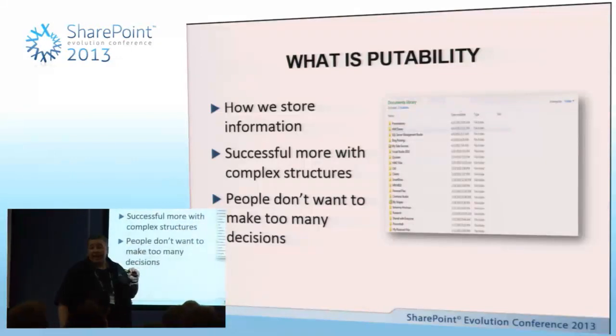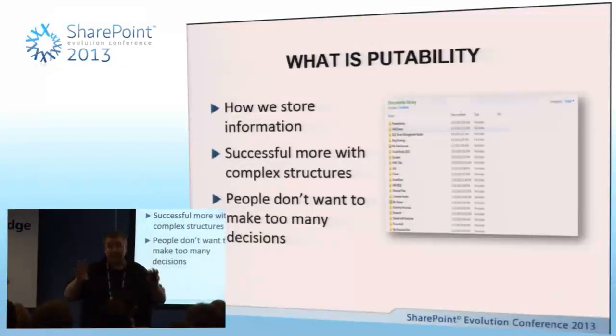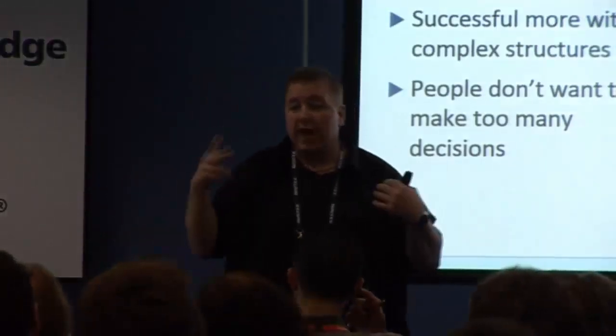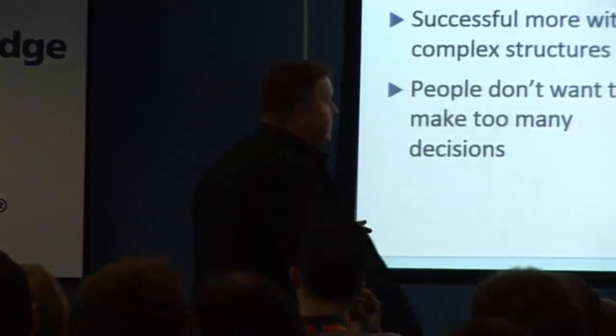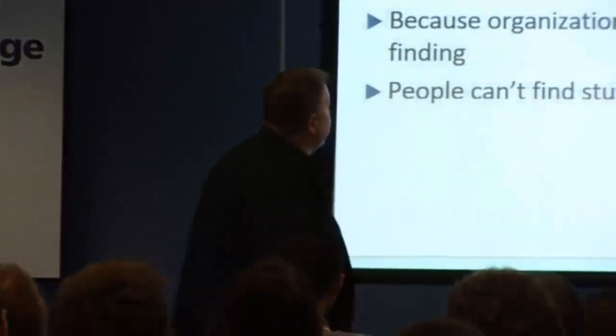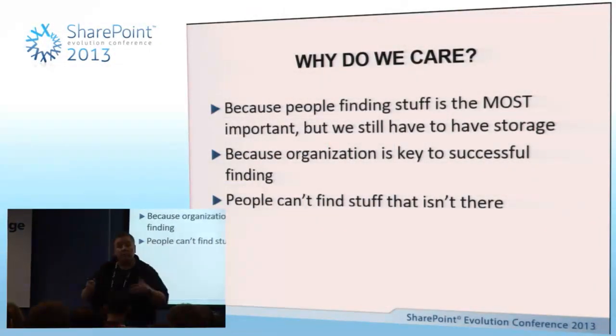And the reason people like this and they love this is because they don't like to make decisions. People don't like complexity. When we start talking about information architecture, we start talking about things like metadata and things like that. Well, if you have more than two pieces, everybody thinks it's too much work. So everybody likes folder systems because I knew where to put something. And why do we care about this? Well, because people finding stuff is the most important. Don't ever forget that. People getting to that, but we still have to have some place to put this stuff.